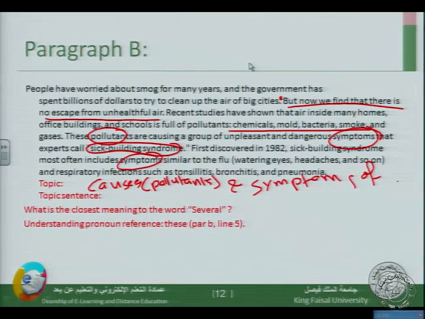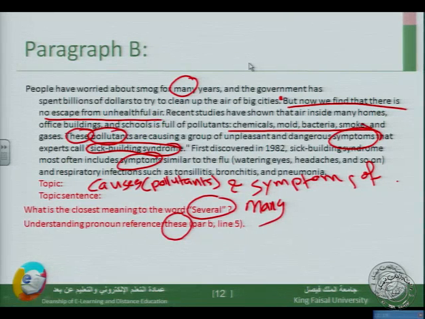What is the closest meaning to the word "several"? Well, if you look, it's "many". Many and several are the same. And the assigned pronoun reference, "these", in line 5. 1, 2, 3, 4, 5. These pollutants. "These" refers to what? Again, pollutants is also mentioned here. "These" refers to chemicals, mold, bacteria, smoke, and gases, because "these pollutants" uses a demonstrative pronoun.